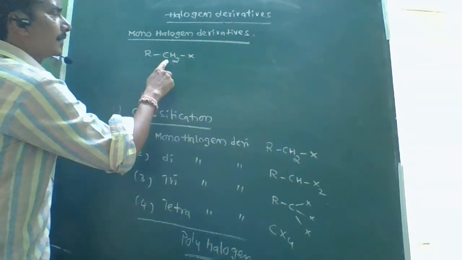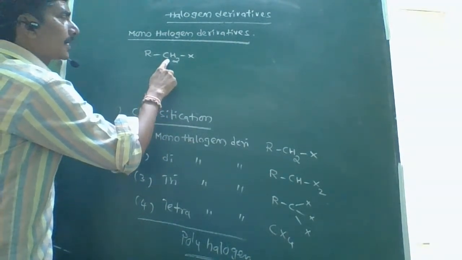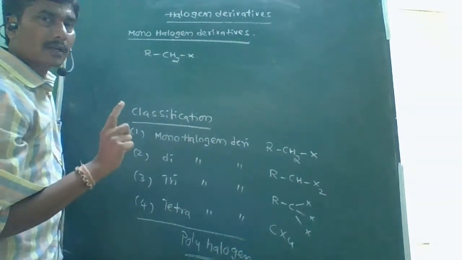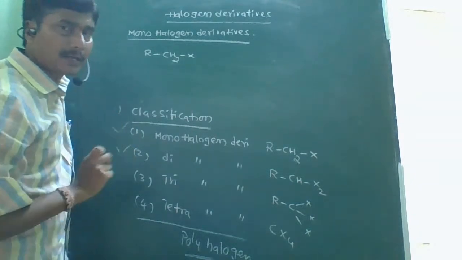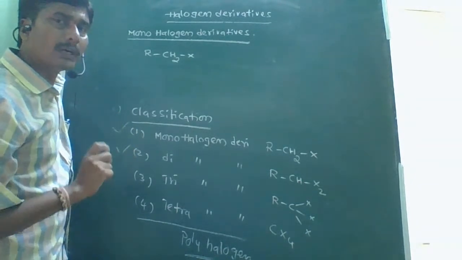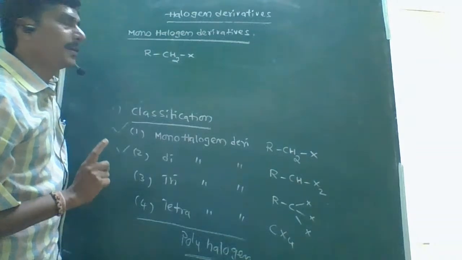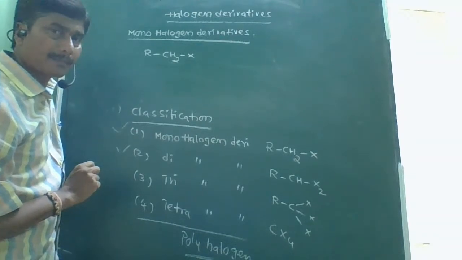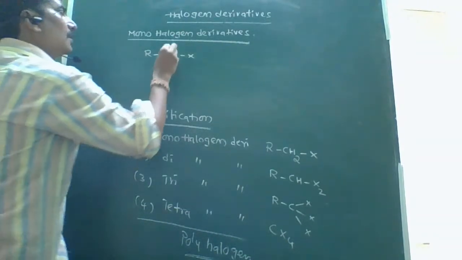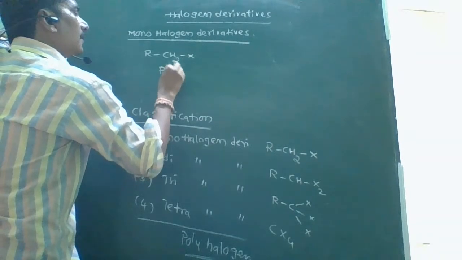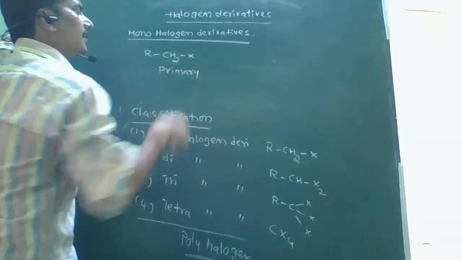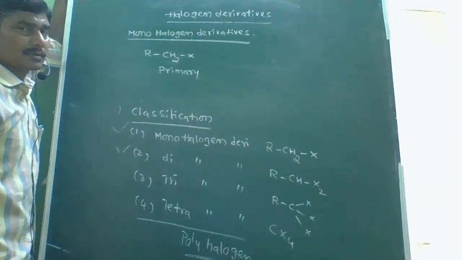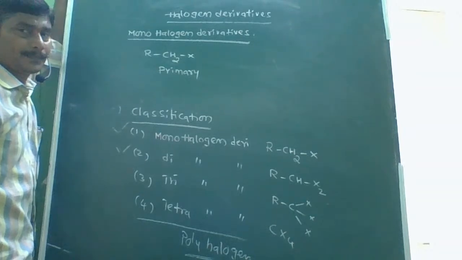Look at all this. This carbon is connected with only one carbon atom. So if a carbon is connected with only one other carbon atom, or no other carbon atoms, it is known as a primary carbon or 1-degree carbon atom. It is known as the primary halogen derivative, that is primary alkyl halogen.